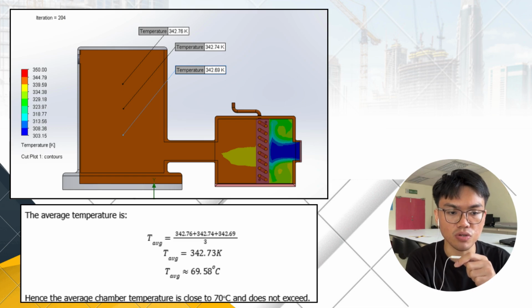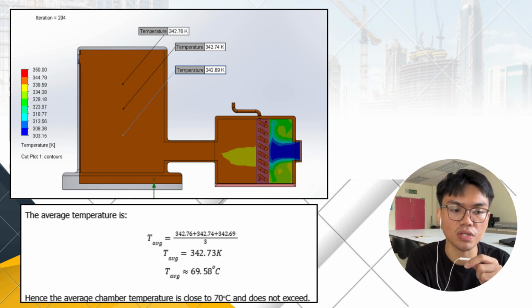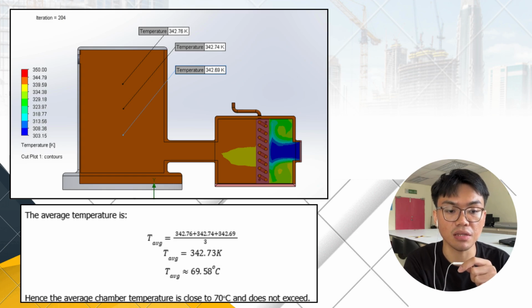This result shows that the chamber temperature is very close to 70 degrees and does not exceed the limit. The small difference between the three readings also shows that the heated air is distributed evenly inside the chamber, with no major hotspots or cold regions. Therefore, the selected airflow rate with the 43 watts radiator heat source is suitable for maintaining the required drying temperature.